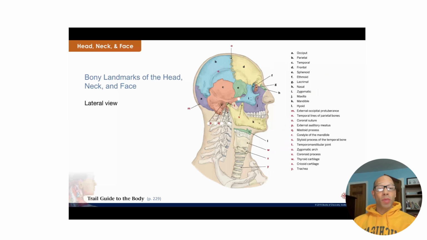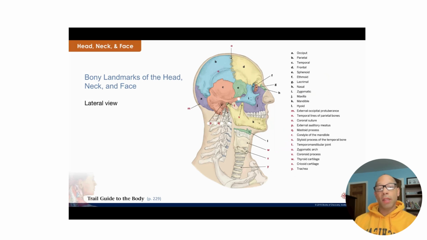Now, if we go to the cranium, this is a lateral view, and you'll see a posterior view here in just a second, too. The cranium is basically what houses the brain, and there are 8 bones in the cranium.